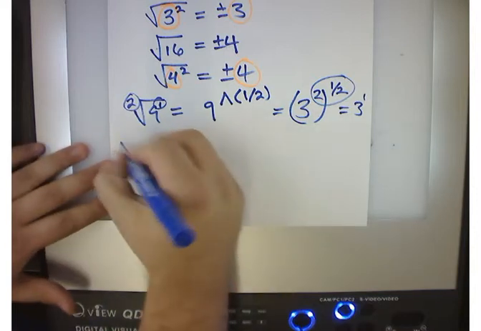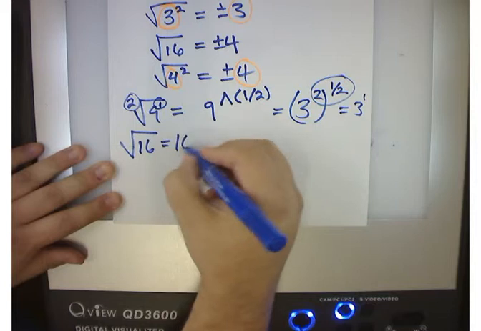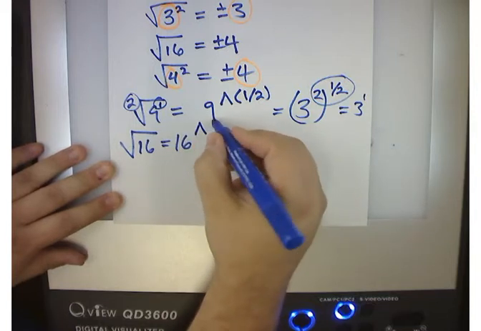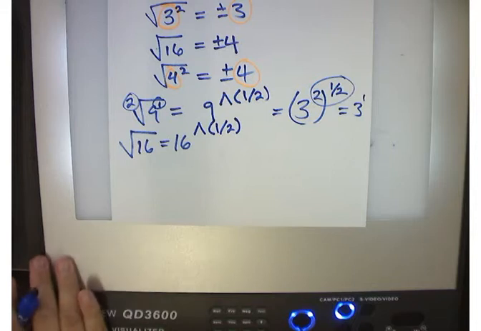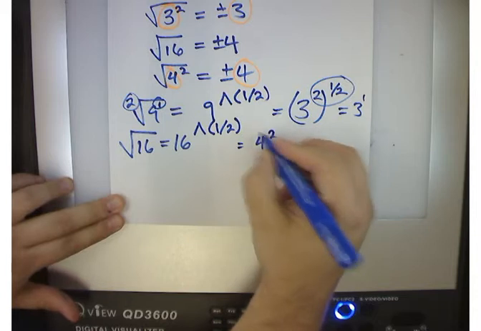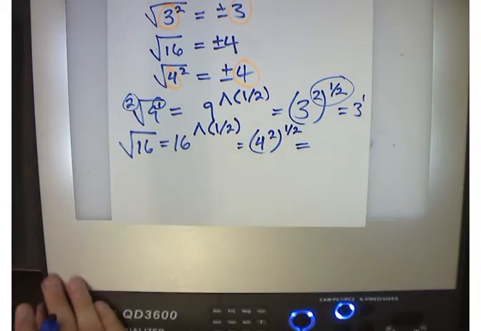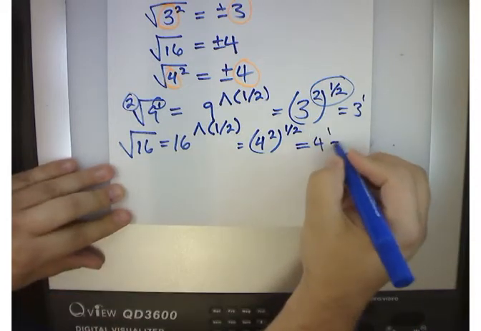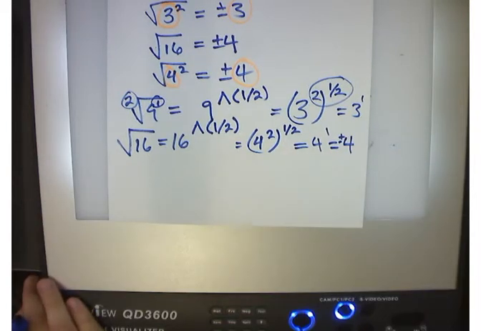Now let's do this again. If I say the square root of 16, what I'm really saying is 16 raised to the 1 over 2, right? Which is really the same as 4 squared raised to the 1/2. When you multiply 1/2 times 2, what do you get? 4 to the first, which is 4. And we got to tack on the plus or minus, right? Does that make sense to you guys so far?